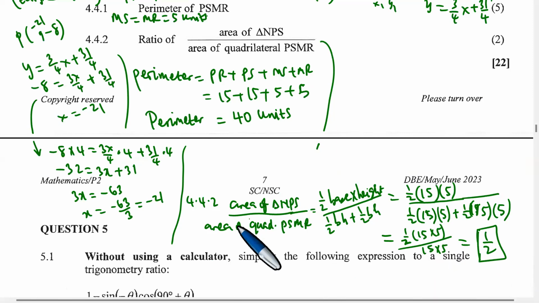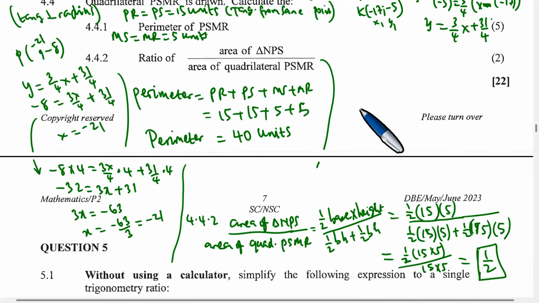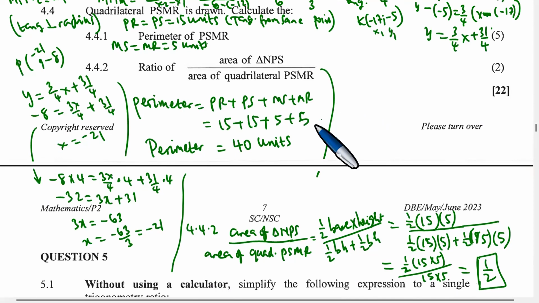So which means the area they want. They said find the ratio, so it means the ratio by the examiner. The examiner wanted the ratio. So it means that this ratio is just 1/2. Okay, for 2 marks. We found the perimeter for 5 marks and the perimeter worked out to 40 units. Right, next question.